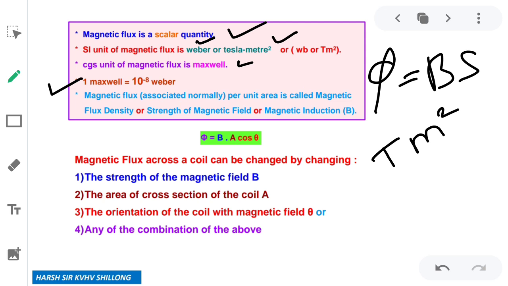Some more ways we can refer to magnetic flux: the similar terms are flux density, strength of magnetic field, magnetic induction. Okay. Now we have to know about Faraday's law in this chapter. It is the main topic of electromagnetic induction, that is Faraday's law.